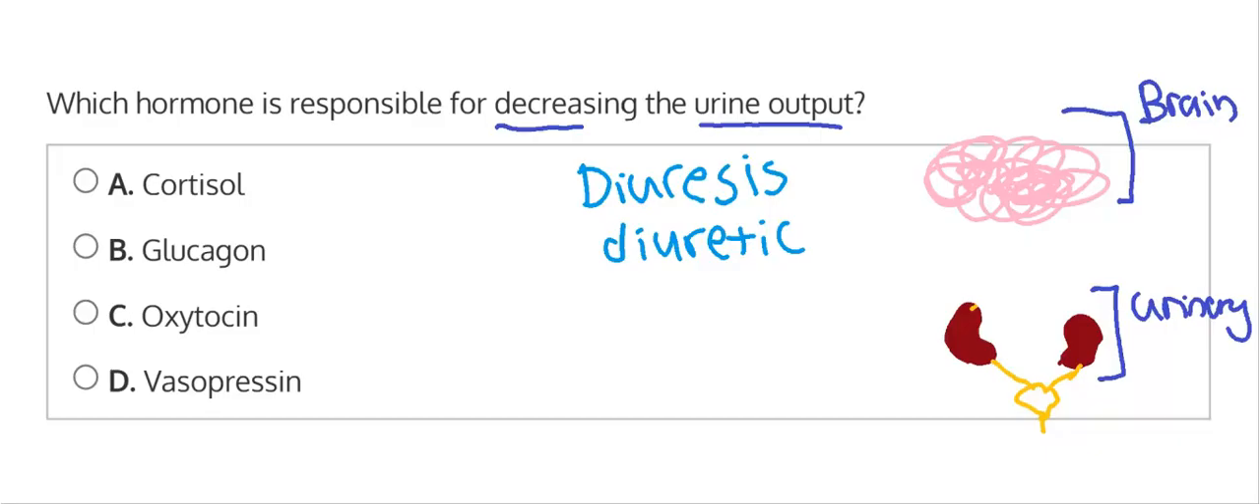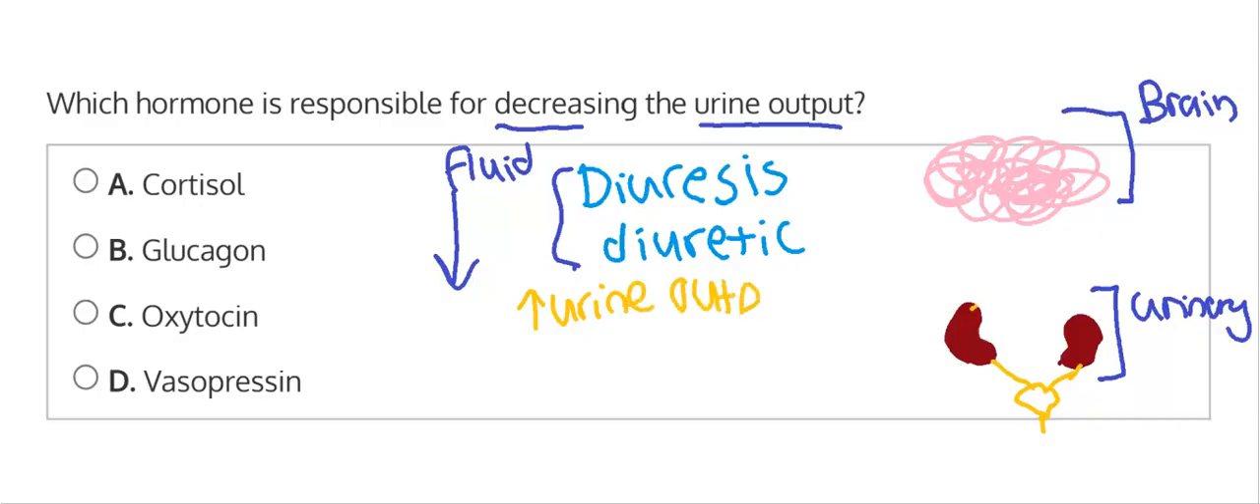What does that mean? So that has to do with the loss of fluids. So if someone has a diuretic, they're losing a lot of fluids, all of the urine's being made and it's being expelled from the body and they're losing a lot of fluids. So when we think diuresis, think loss of fluids. So decreased fluids. Or you could also think of it as an increased urine output.